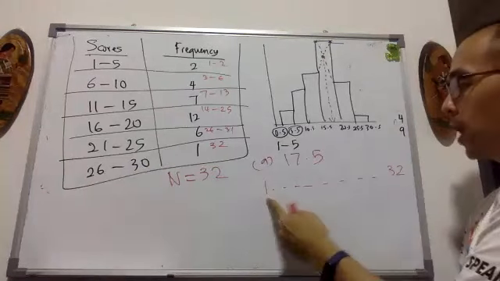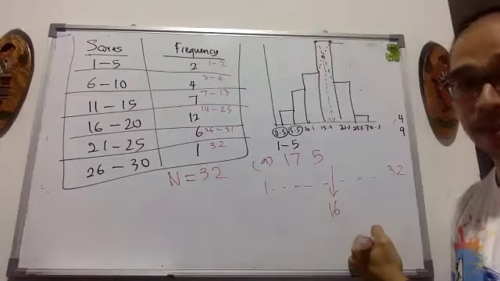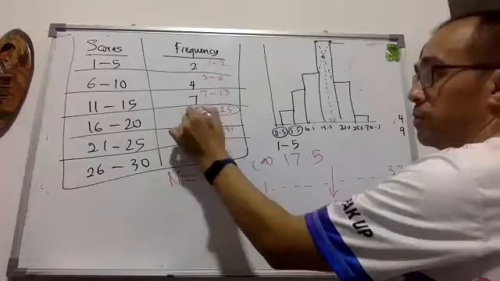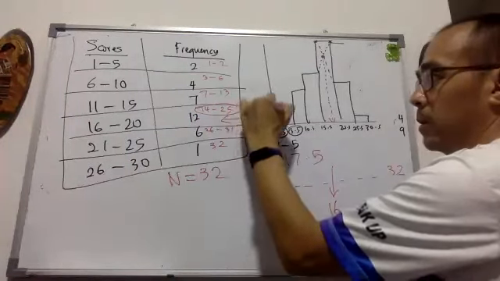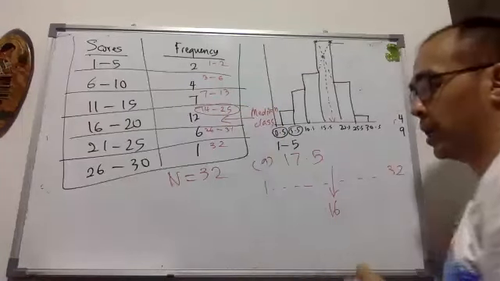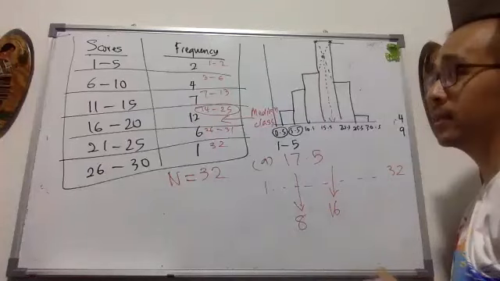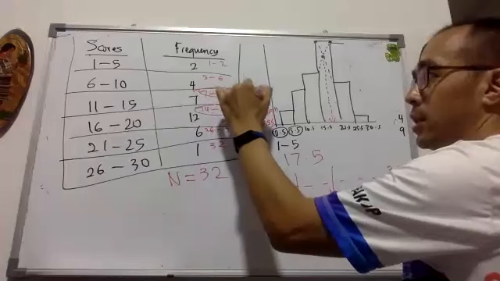So from 1 until 32, the person in the middle is 16. Where is 16? 16 is in this group, so that means this is the median class. From 1 to 16, the middle is 8. Where is the 8th person? Here. So this is the Q1 class.